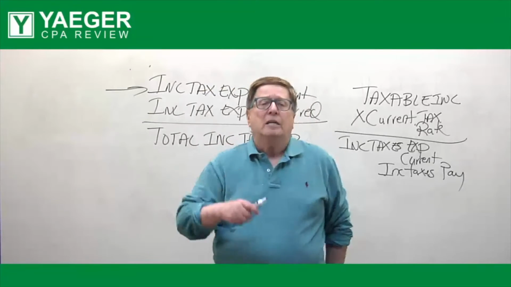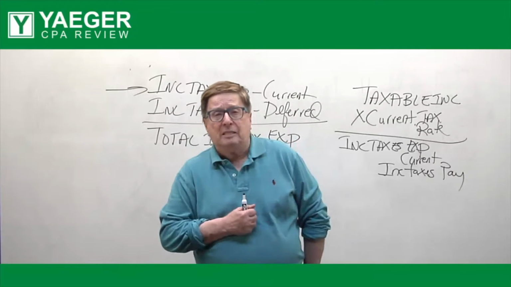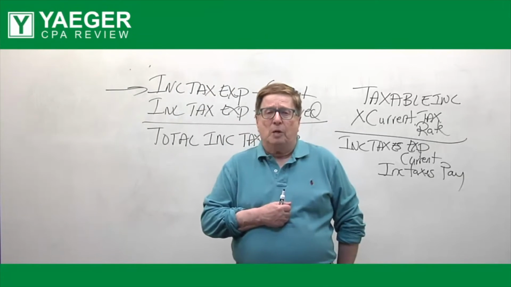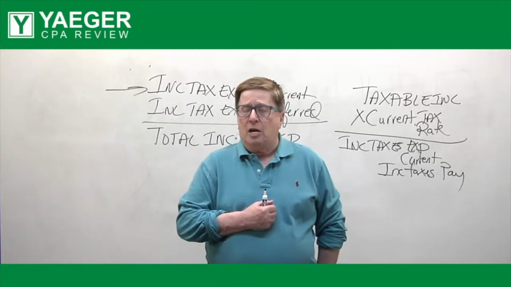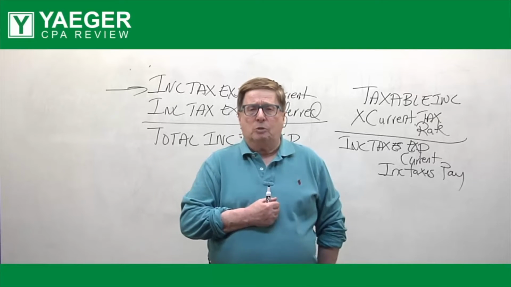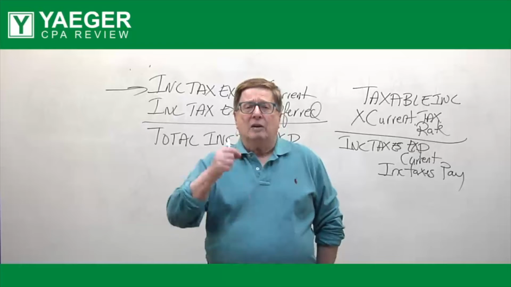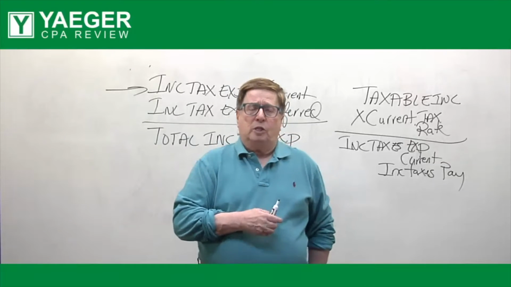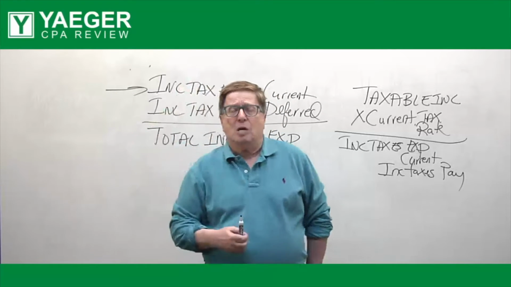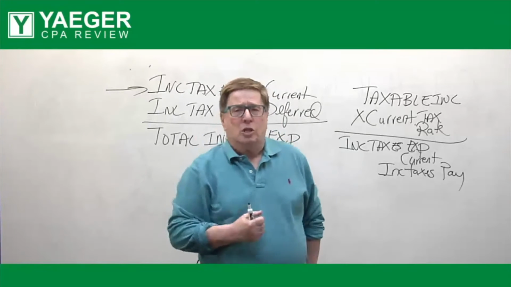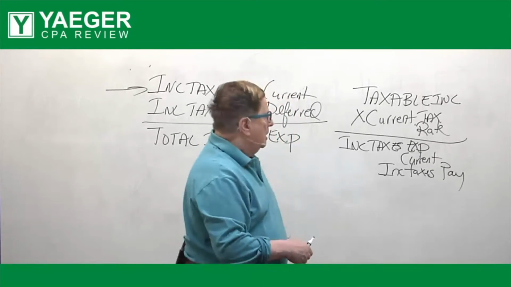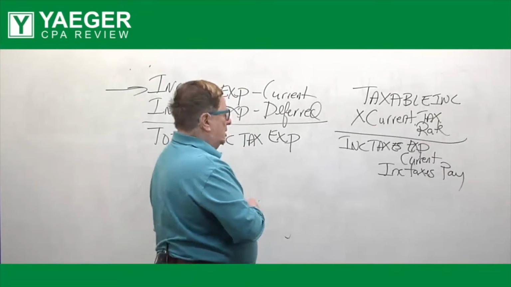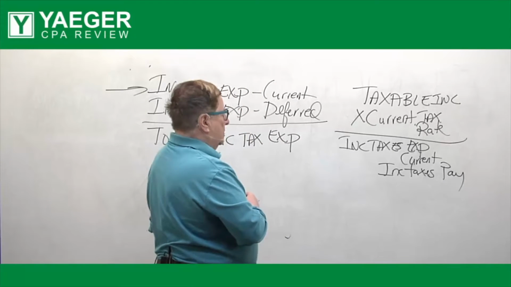And in turn, well, all expenses are deductible to arrive at book income. So therefore, any expenses that are not deductible on the tax return, but which were deducted on the books, have to be added back to the book income to get our taxable income. Remember that.